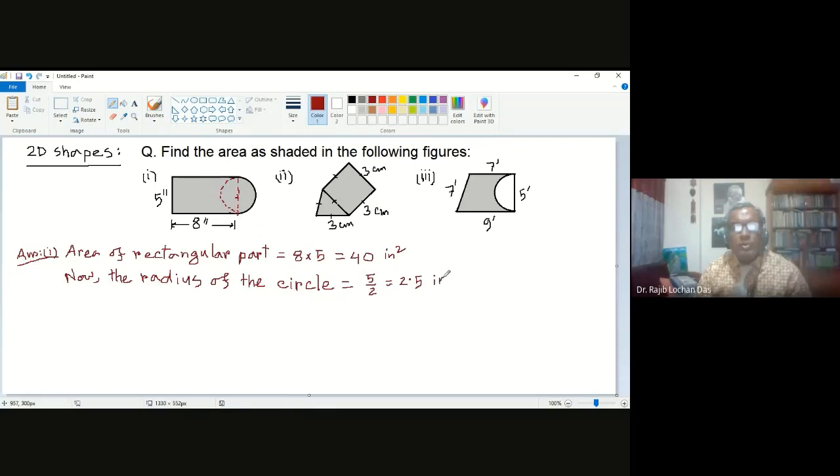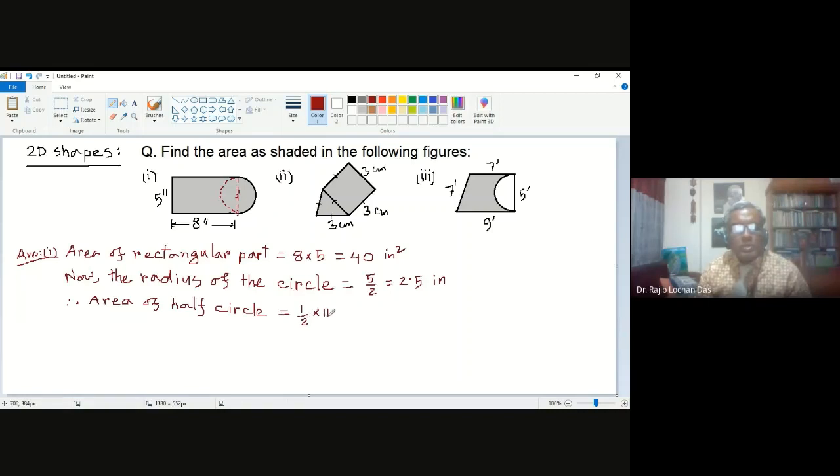And if you know the circle, you can find out the area of half circle. So area of half circle, you can write half circle because we are not taking the full. So area of half circle will be half then pi r square.